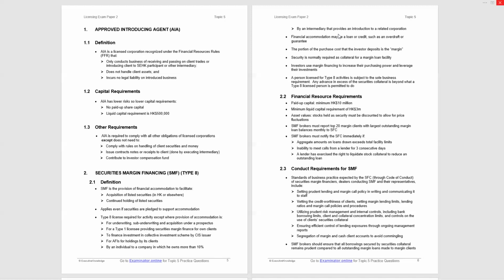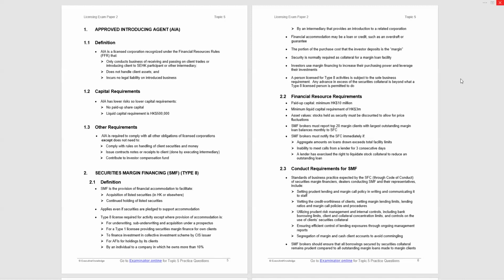The ones that I've seen pop up in questions are underwriting, sub-underwriting, etc., for the Type 1 licensee and for AFIs. So I would say already we've hit maybe a couple of possible questions in the exam. Definition of what securities margin financing is, the fact that it's for securities anywhere in the world, not just Hong Kong, listed securities, and it covers the continued holding of those securities. And then there's some bits and pieces towards the end of 2.1.